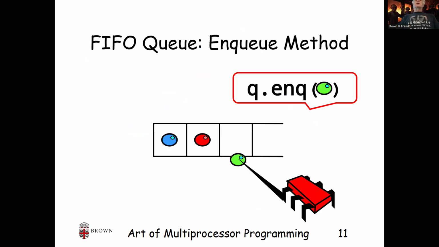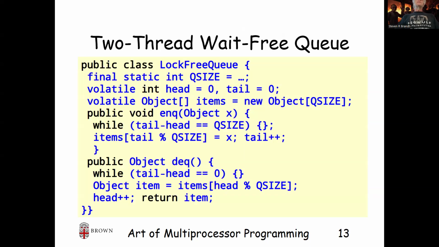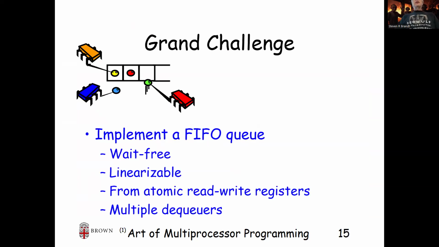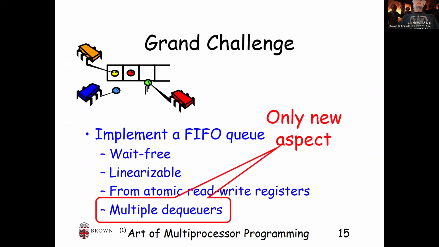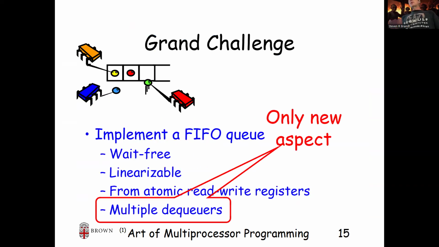So let's think about a queue, right? We're going to enqueue a green ball. We're going to dequeue a blue ball. And this is the two-thread wait-free queue that we've seen before, right? If you've got one enqueuer and one dequeuer, magic, it works. But what if you have multiple dequeuers? There's a grand challenge to implement a FIFO queue that is wait-free and linearizable from atomic read-write registers with multiple dequeuers. That's the only aspect that's new there, the multiple dequeuers. But we're not going to solve that one today. I want you to start thinking about that one.